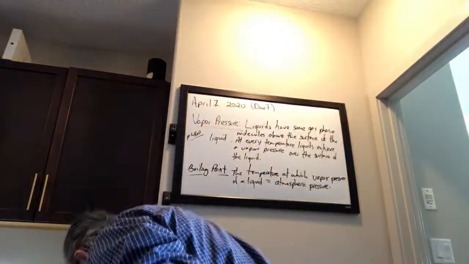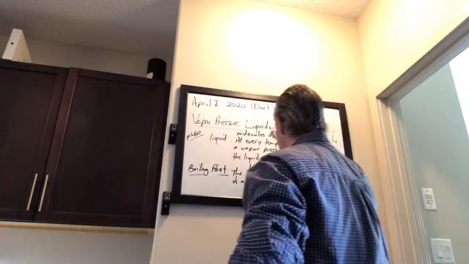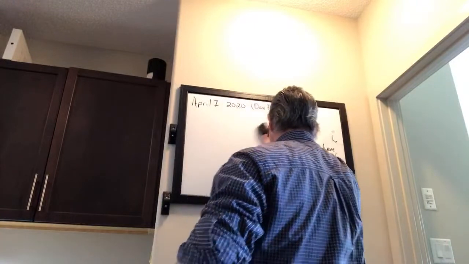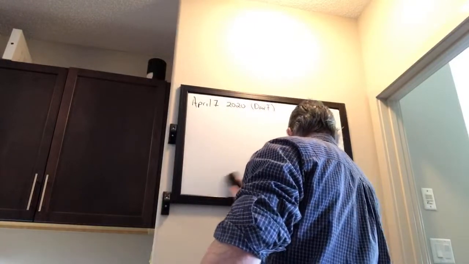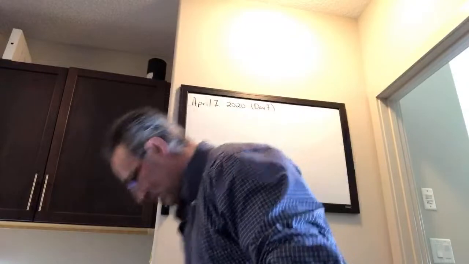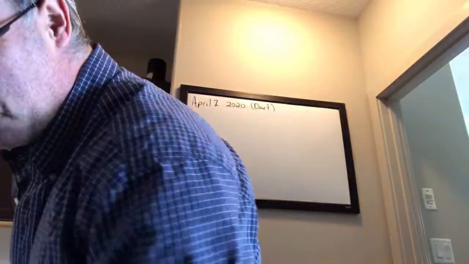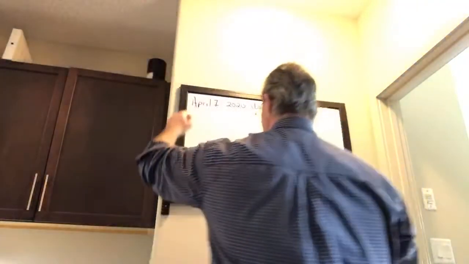Okay, one of the mathematical treatments of vapor pressure is called the Clausius-Clapeyron equation. Clausius-Clapeyron, I don't know how to pronounce it. It occurs on page 462 of your text.